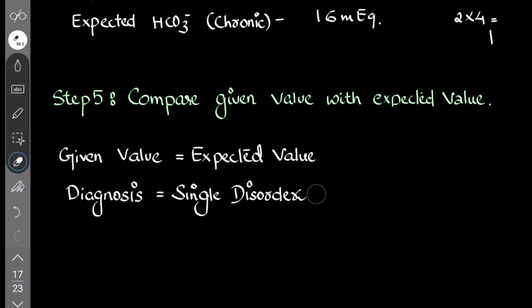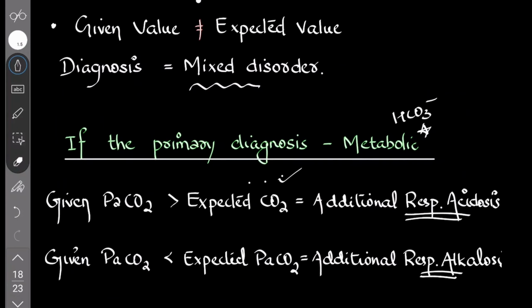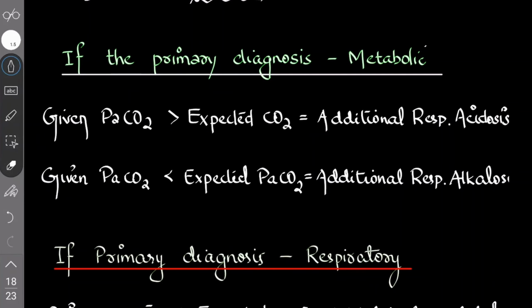Next is the given value and expected value. If the given value is equal to the expected value, the disorder is a single disorder. But if the given value is not equal to the expected value, the diagnosis is a mixed disorder. If the primary diagnosis is metabolic, metabolic means bicarbonate.